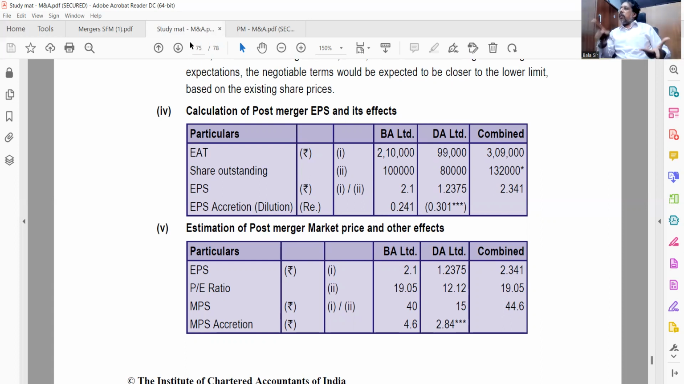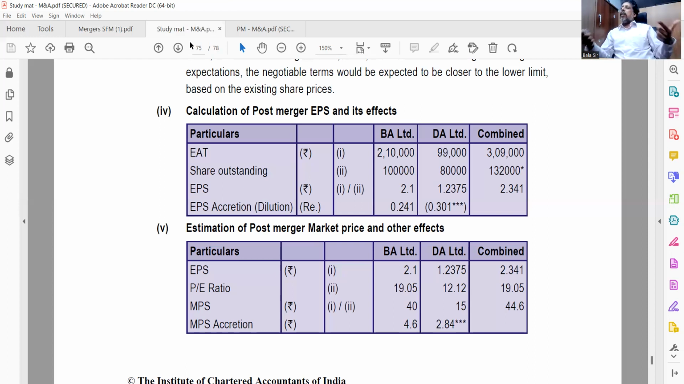Then next, finding out the earnings per share. For BA, it is 2.1. We already know from the first subdivision, right? For DA, 1.2375. For the post merger, you should divide 3 lakh and 9,000 rupees by 1 lakh and 32,000 shares. You get rupees 2.341, which is the post acquisition or post merger EPS. Now comes a trick: how to calculate the accretion, or the increase or decrease, in earnings per share.